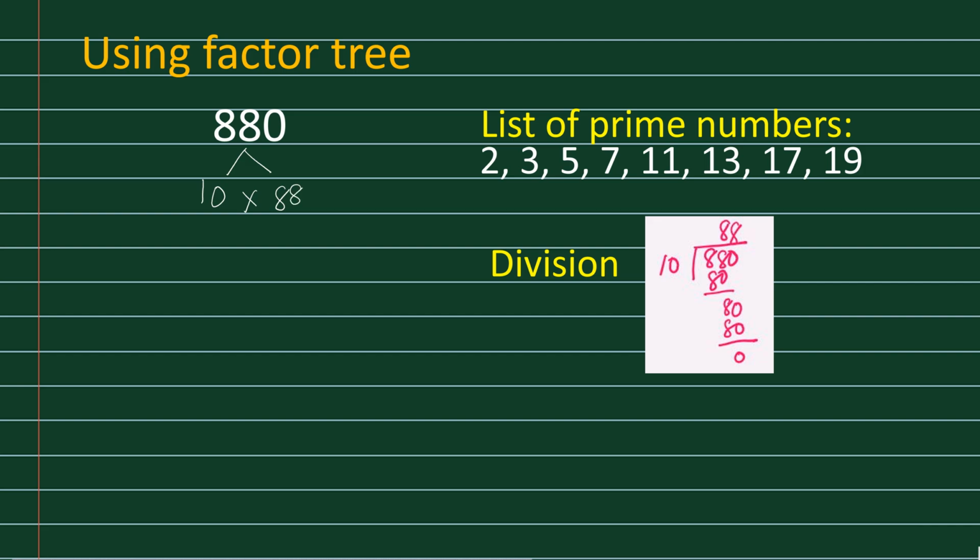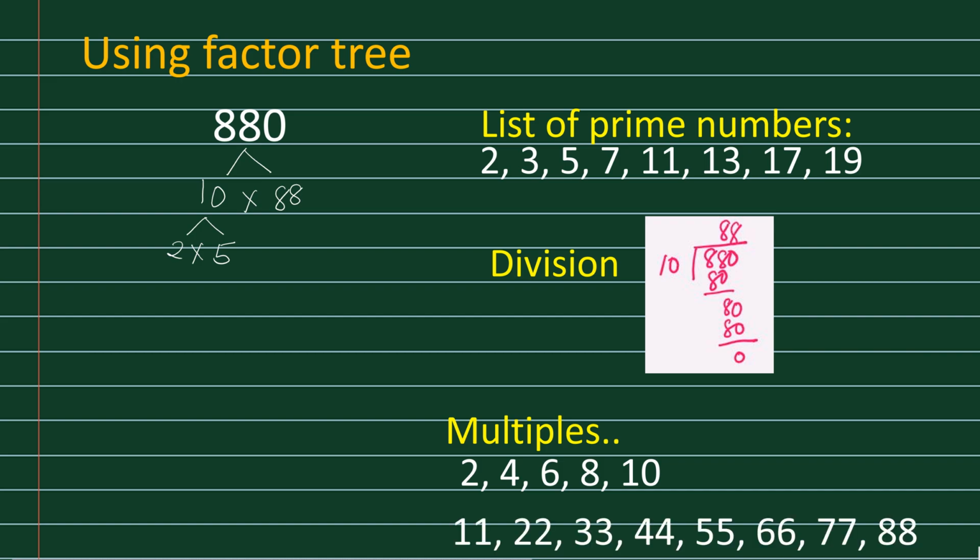Then we have 10. We can use multiples of 2 for 10. So we have 2 times 5. If you already know 2 times 5 is 10, then you don't need the multiples. Next we have 88. So we can use multiples of 11 for 88. So for our multiples, we have 1, 2, 3, 4, 5, 6, 7, 8. So that is 8 times 11.